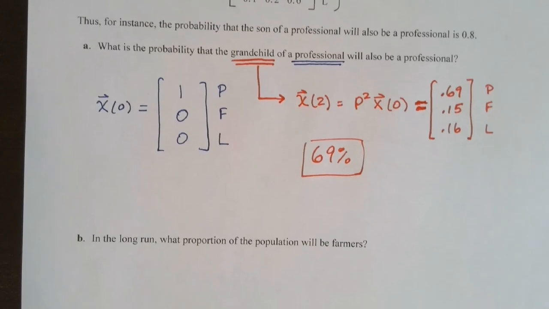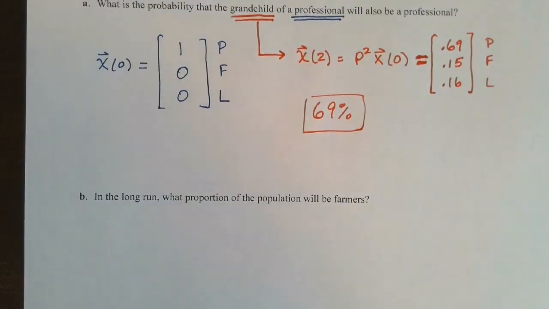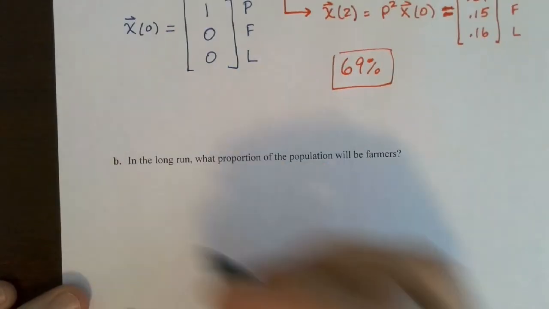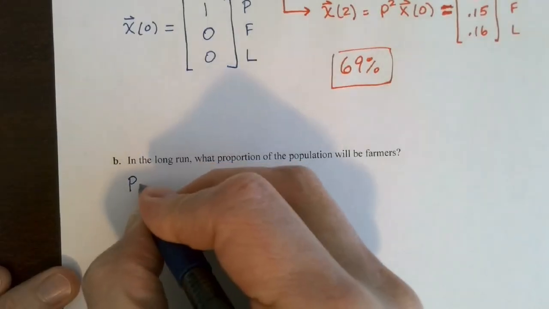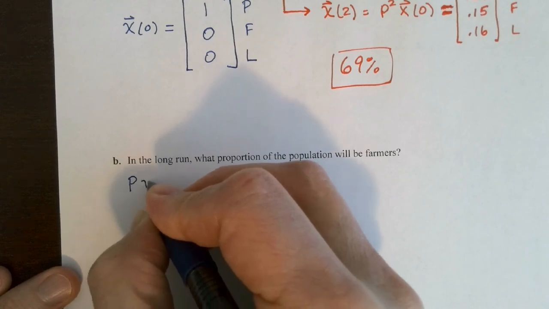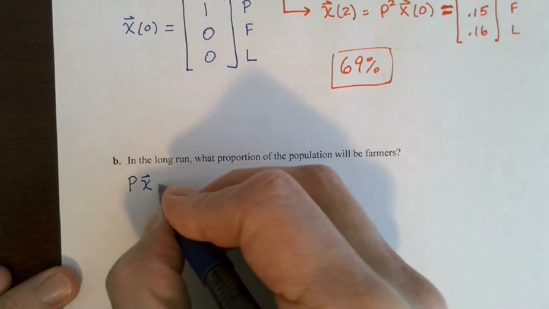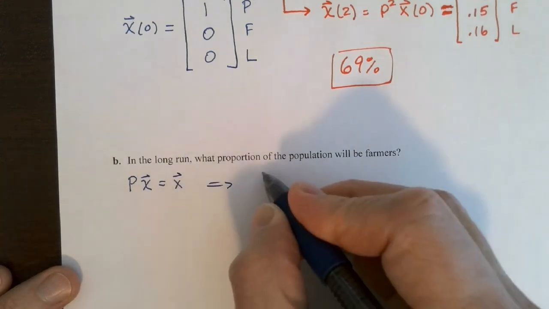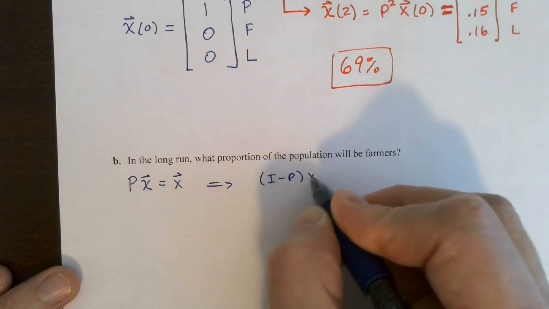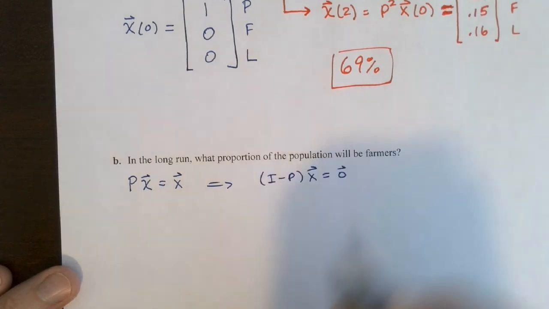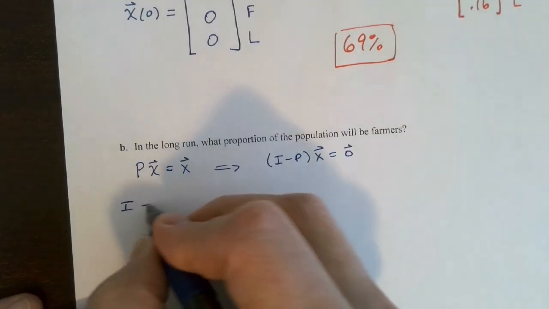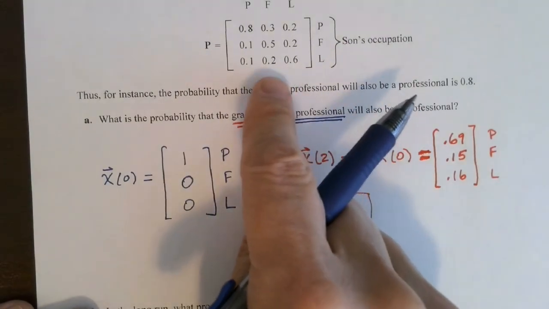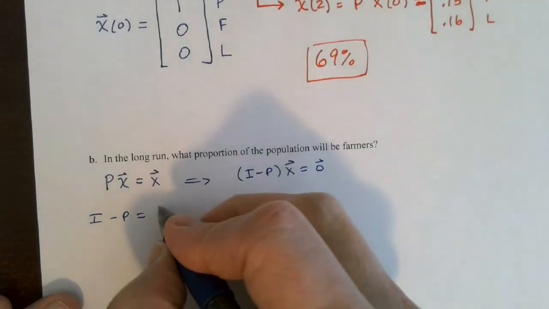So in this society, in the long run, what proportion of the population will be farmers? So let's do another steady state problem. Here, instead of Q, I'll use X. Steady state is this, right? Which means that I have I minus P times X equaling zero. That's the problem. So what is I minus P in this case? I'm just going to take the identity matrix and subtract P from it. So check and see if this makes sense.